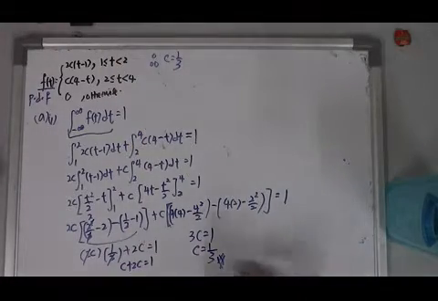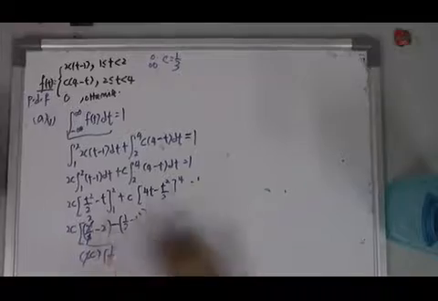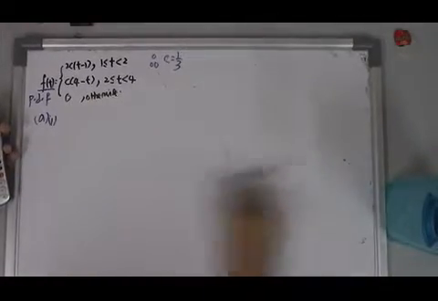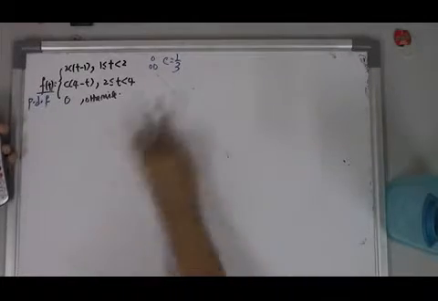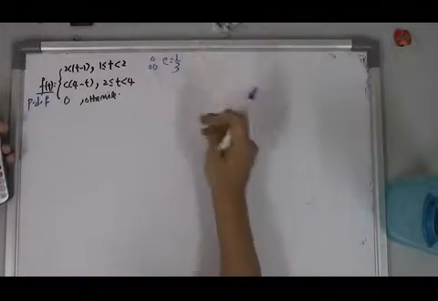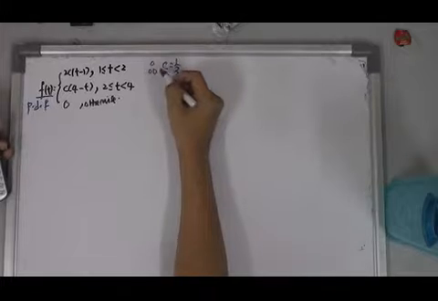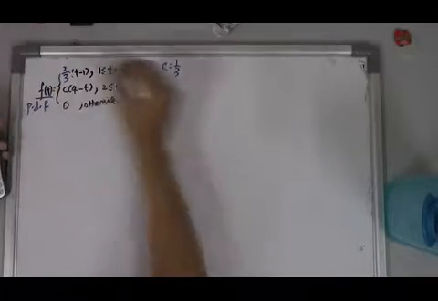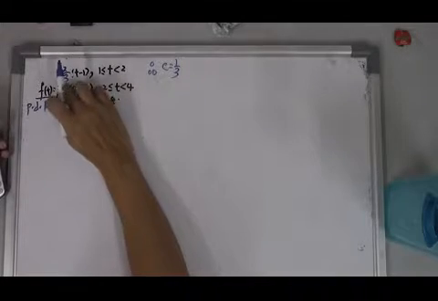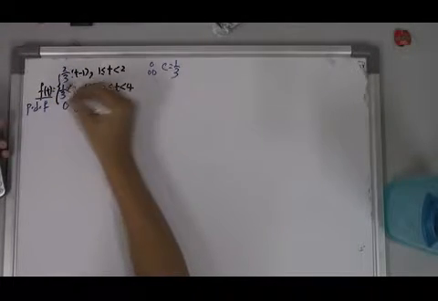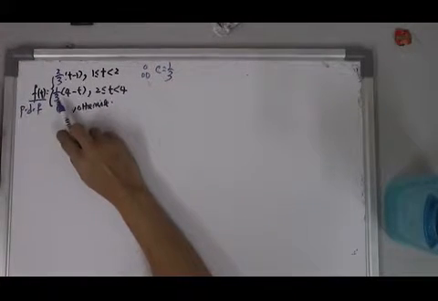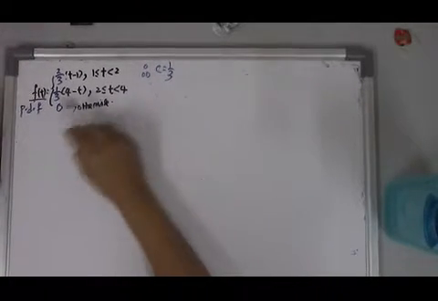Now I'm going to rub all this out. So you know that c is 1 over 3. Then you replace the 2c here with 2 times 1 over 3, which is 2 over 3. Now you already know c, so the probability density is complete.